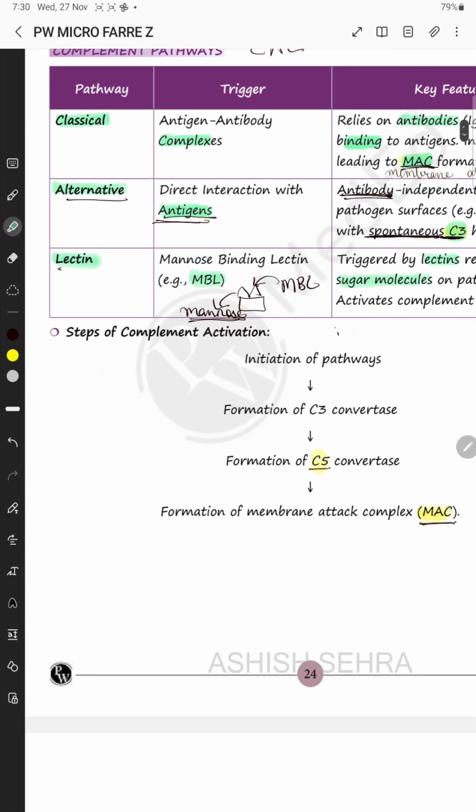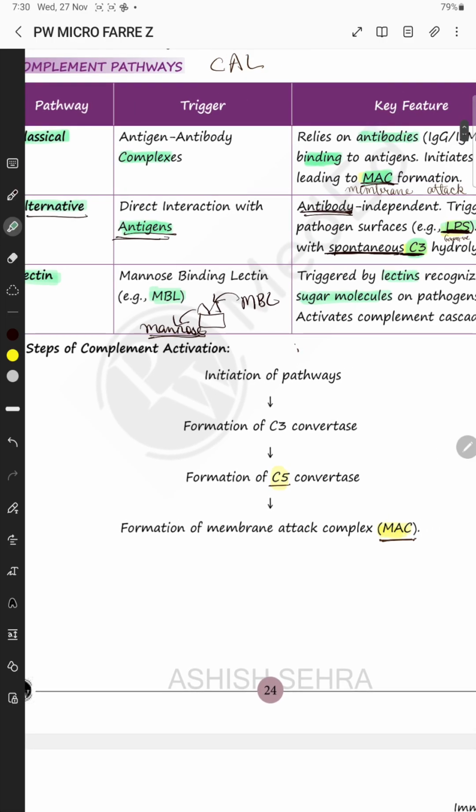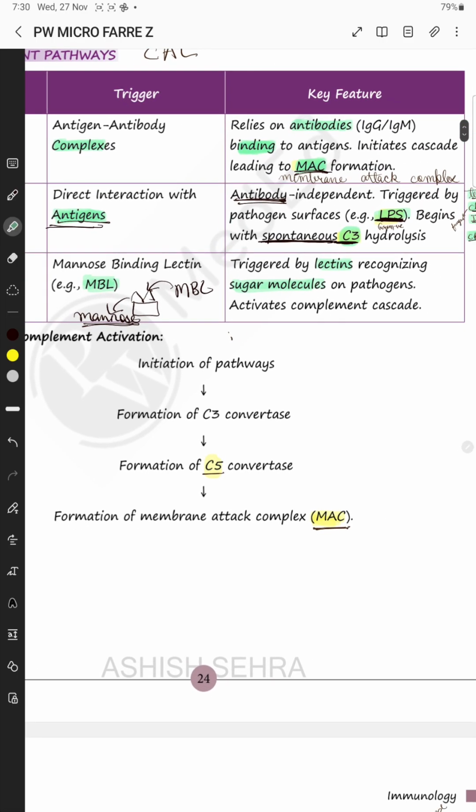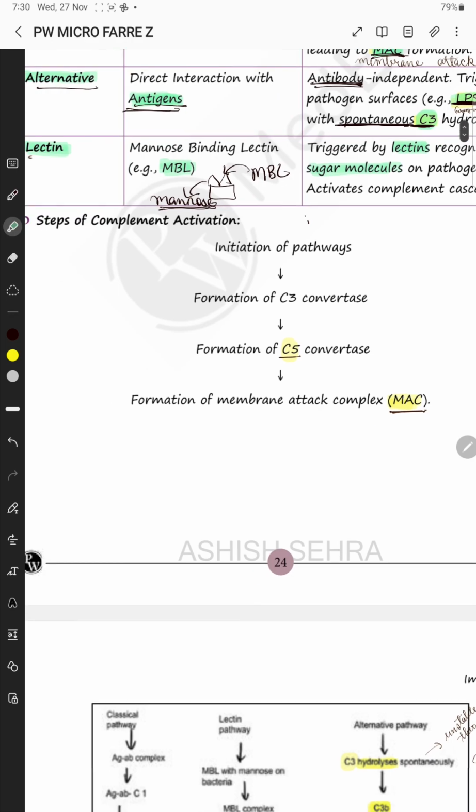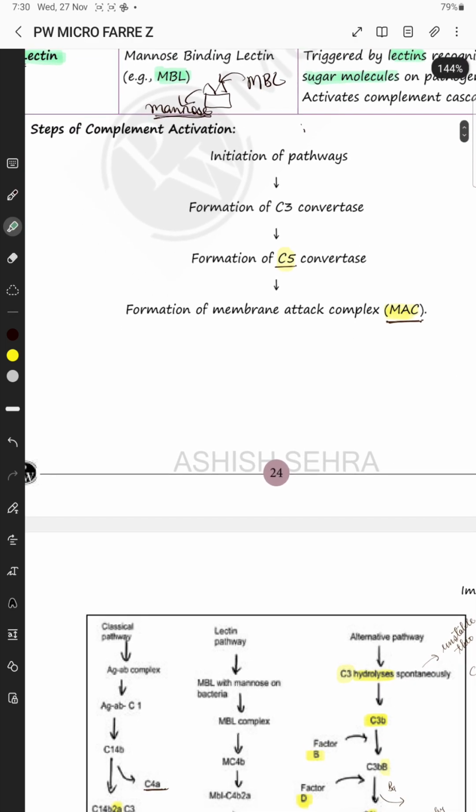The last pathway is lectin. It is triggered by mannose binding lectin, by lectins recognizing sugar molecules on the pathogens. Let's see the steps of complement activation. These steps will be common in all three pathways.